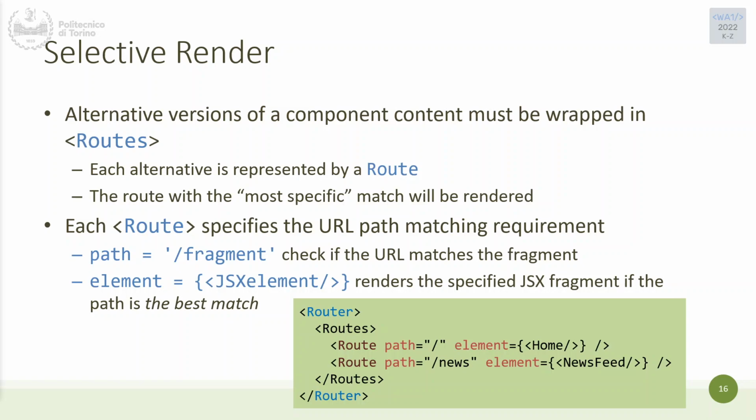Okay, so let's start discussing how to use the library. The default behavior is the selective render, so we'll have alternative versions of the same component, and they have to be wrapped inside these Routes components that say all of them are different components that I would like to render when you enter a URL. So each alternative is represented by a different Route. The route with the most specific match will be rendered.